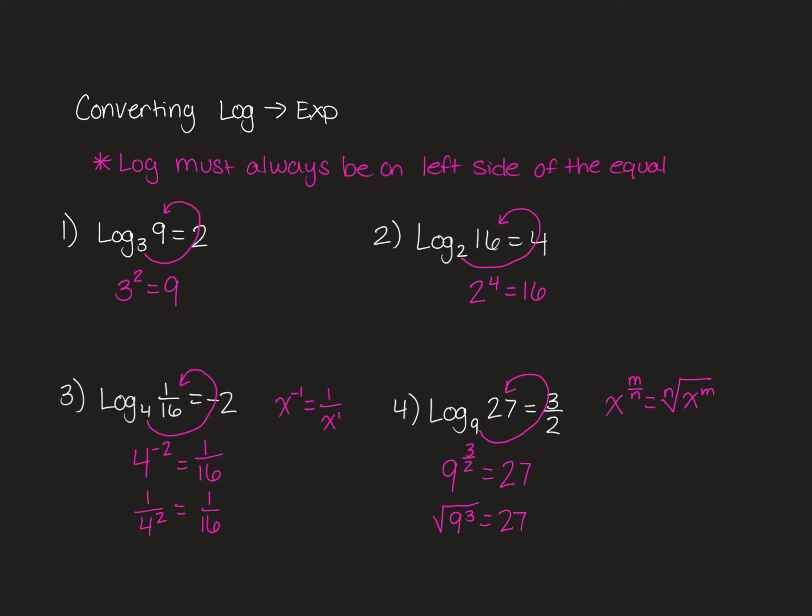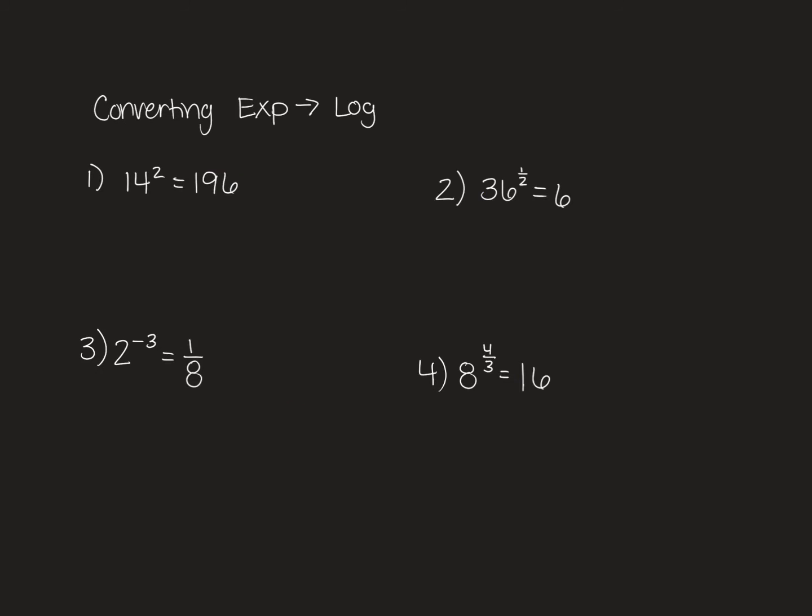Well, 9 cubed is 729. Just continue over here. So we have the square root of 729, which is a perfect square of 27. So this is a way to convert from logarithmic form to exponential.